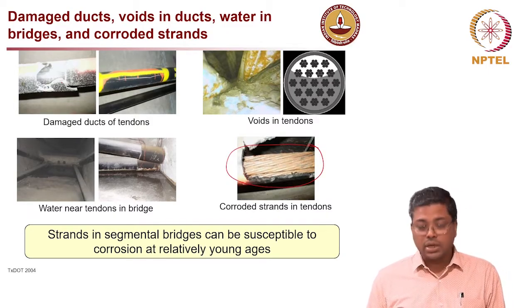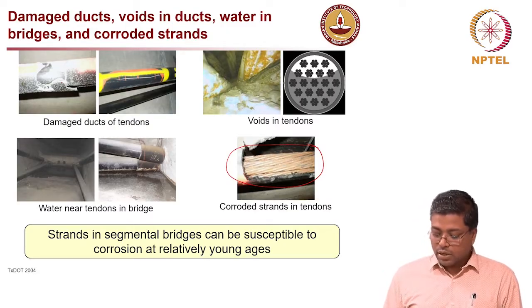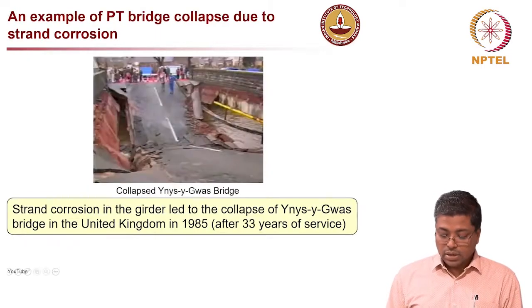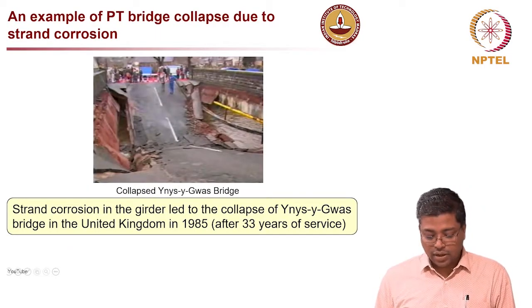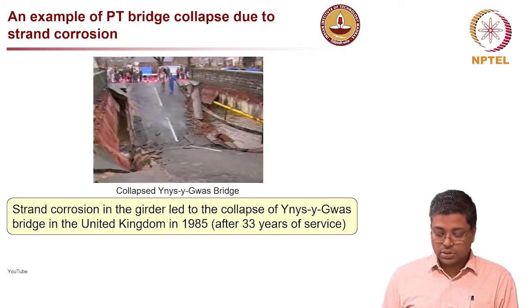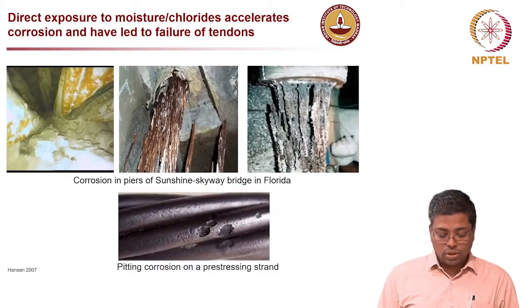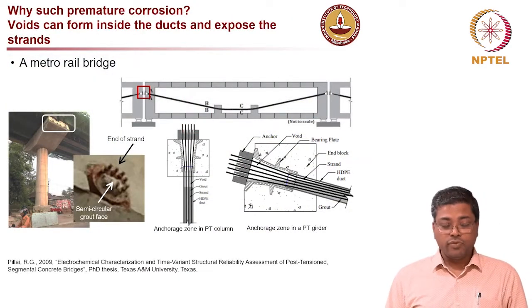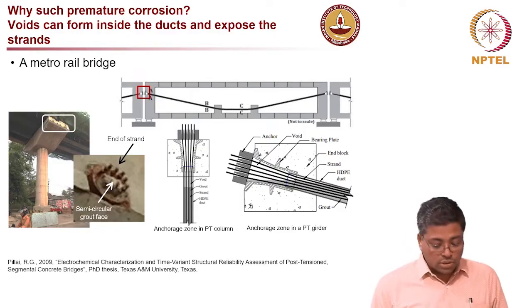This is a picture taken from the center span, but there is very clear indication that no grout reached this location. And then this is another failure which happened in just 33 years due to poor grouting. This is another demonstration of poor grouting being used.